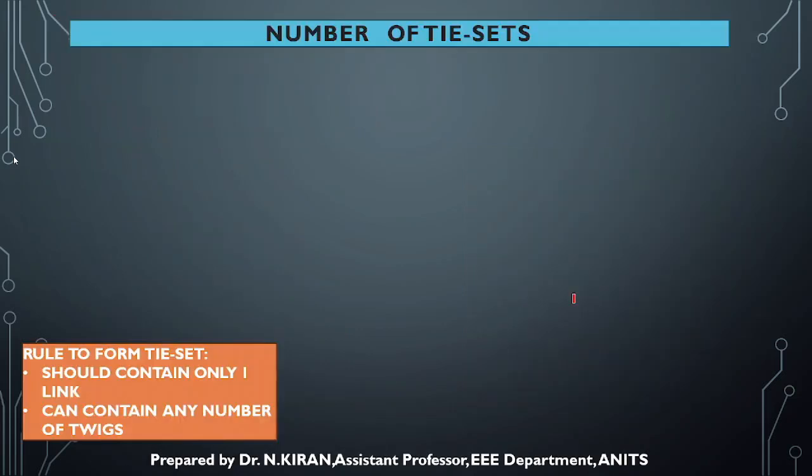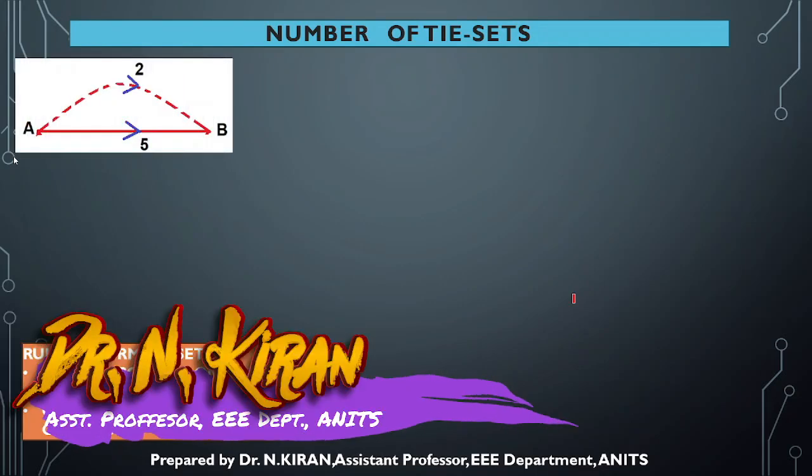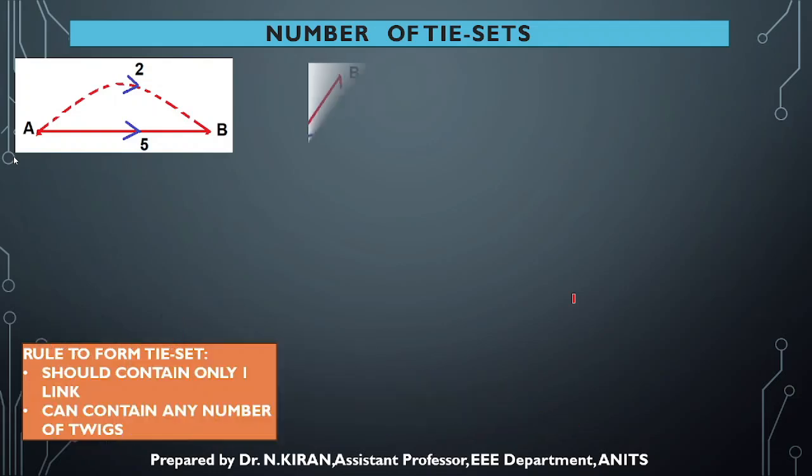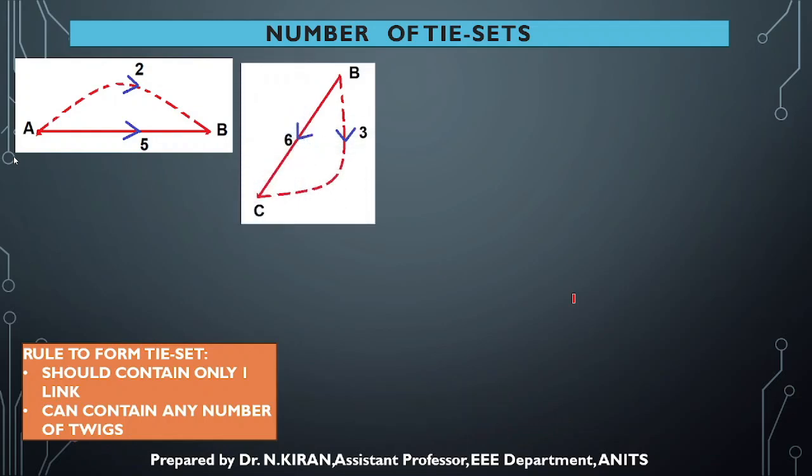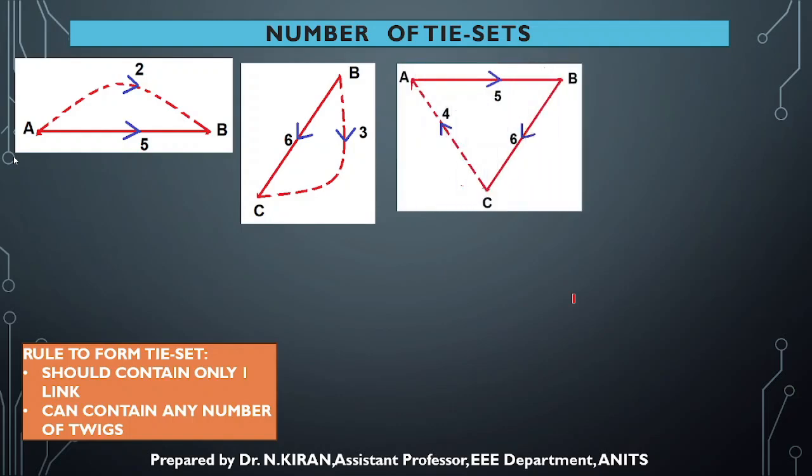Since we have the number of links as 4, the number of tie sets will also be 4. So as I told you, what is the rule to form a tie set? It should contain only one link. It can contain any number of twigs. So this is one tie set. It has only one link and one twig. That's fine. This is my second tie set. It also has one link and one twig, so that's also fine. This is the third tie set of the given graph. I have only one link and 2 twigs, so the condition is met. It should always have only one link.